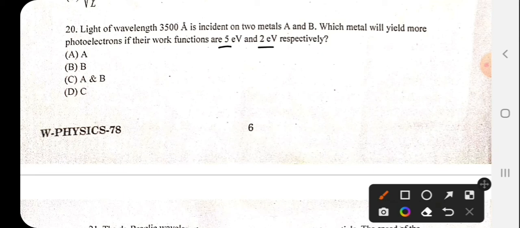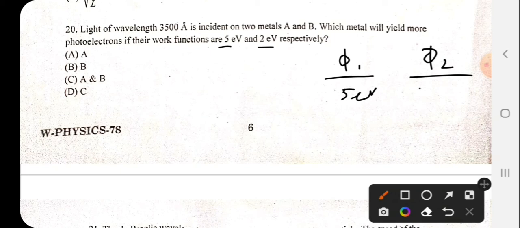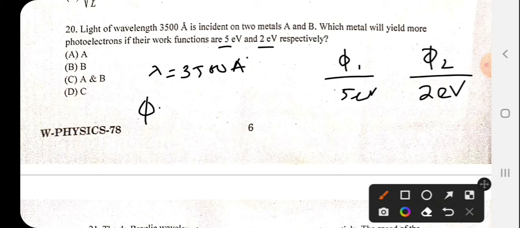So see, it's simple. Suppose phi 1 and phi 2 are the work functions of two metals. One is given 5 eV and the second one is given 2 electron volts. The wavelength of the given light is 3500 Armstrong. We know the formula of work function: phi equals h nu, the energy of a photon, which equals h c divided by lambda. Lambda is the wavelength of light used.